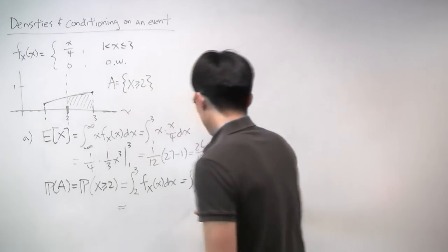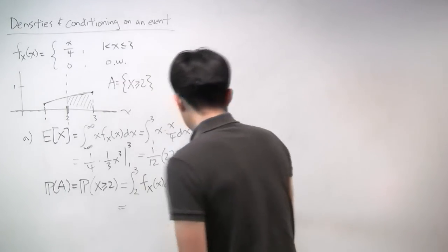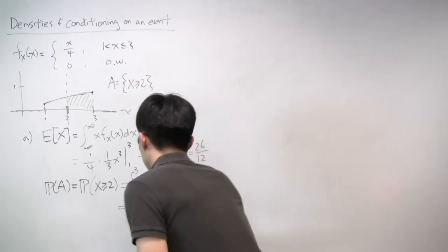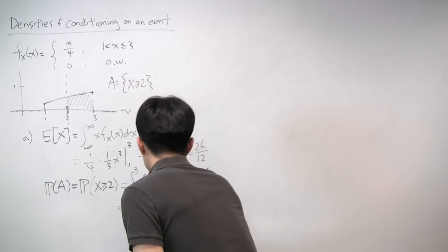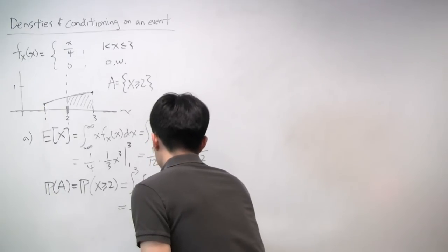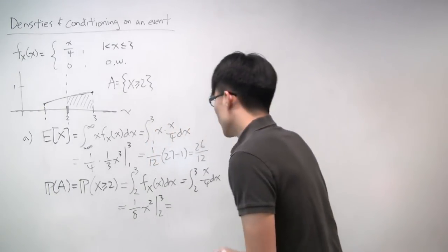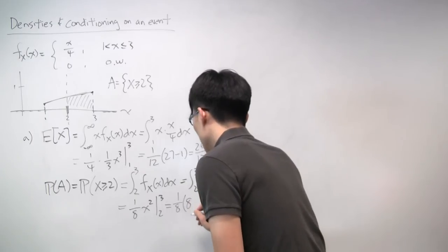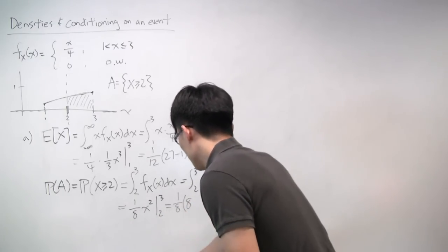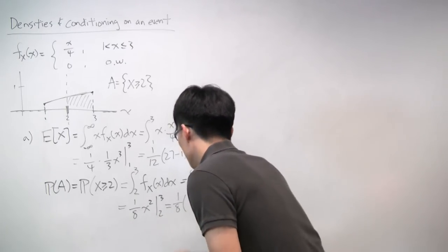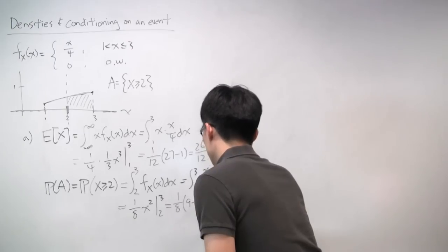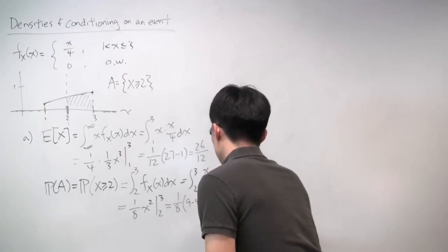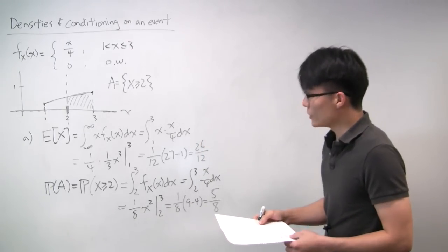And now that's going to give you 1/8 x squared from 2 to 3, right? So it's 1/8 times 9 minus 4, which gives you 5/8 as your answer.